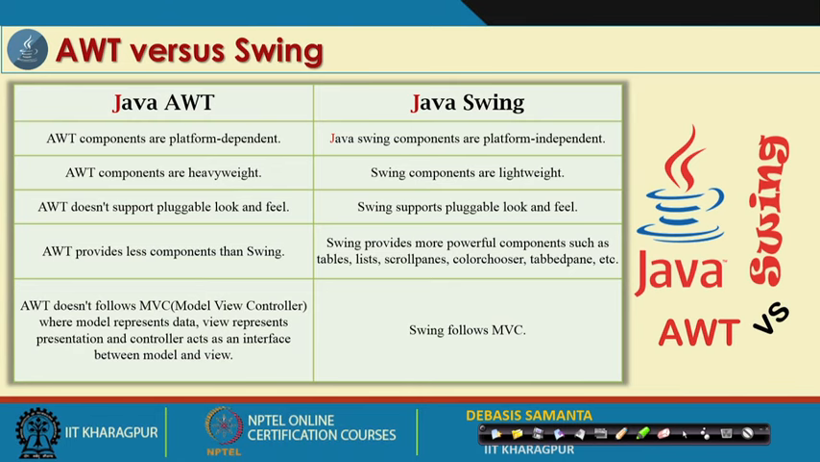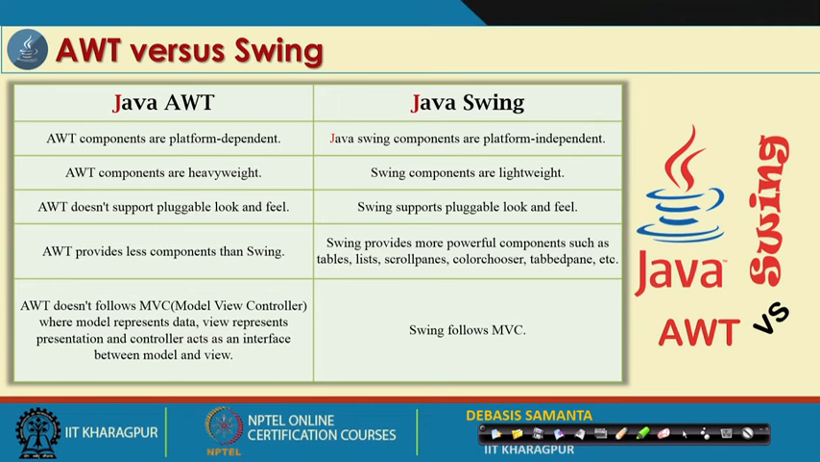That means whatever it is meant to look like, it does not really come out that way. Sometimes it shows something, appearing in a different form, but Swing basically has pluggable look and feel, so what exactly it looks like, you can find it like that. AWT provides fewer components compared to Swing, because it has only a few. However, Swing provides many more components than AWT, such as table, list, scroll pane, tabbed pane, color chooser, table pane, etc.